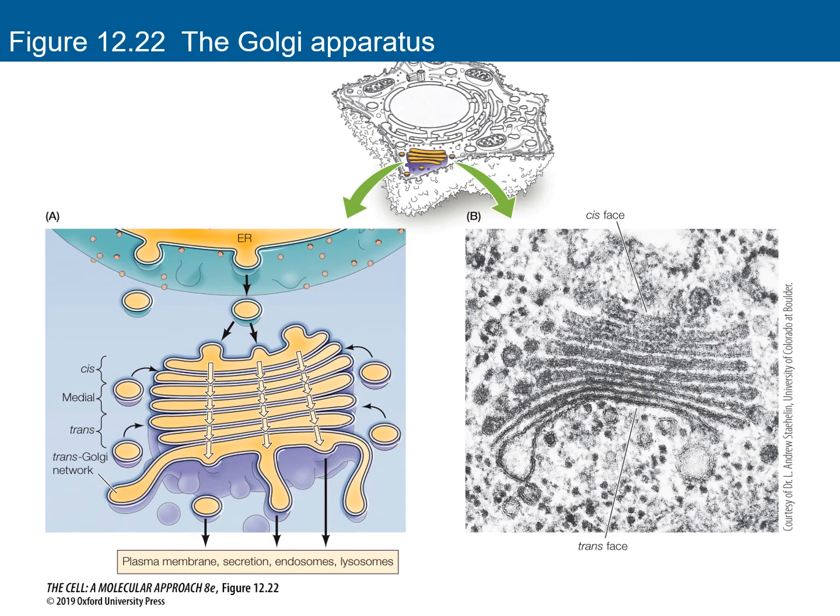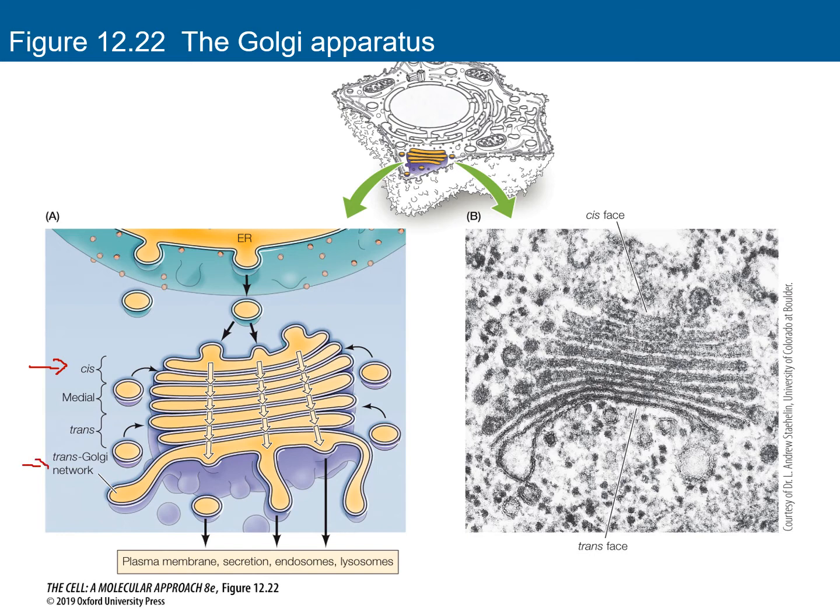So it has basically four different locations, or four different sites. The cis site is the one which is nearest to the endoplasmic reticulum. So that is basically the entrance, the entry point, or the fusion point for the vesicles. And then there are the medial and trans sites. And then the last site is the trans-Golgi network.